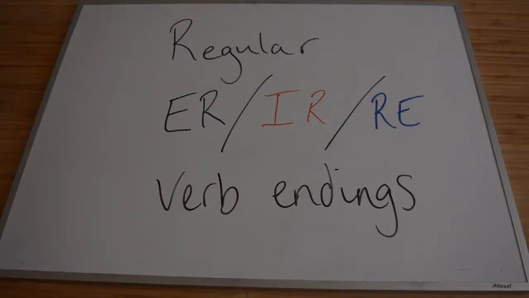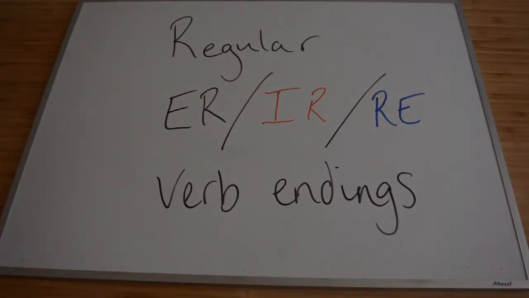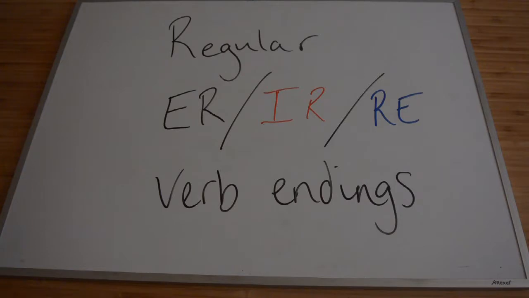So today we're going to be talking about regular ER, IR and RE verb endings. Don't forget to fill in your homework sheet as the video goes along, and of course you can pause, rewind and stop the video whenever you need to rewatch certain parts. These verb endings are going to be for present tense verb endings, so talking about the here and now, the present, rather than the past or the future.